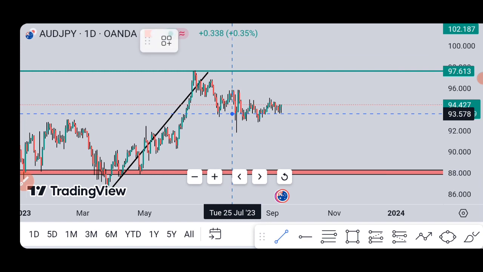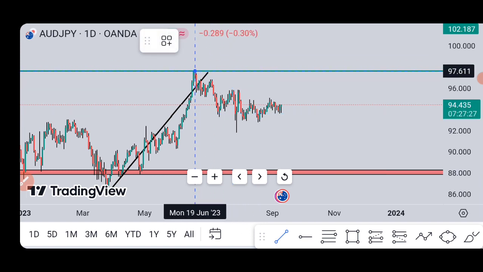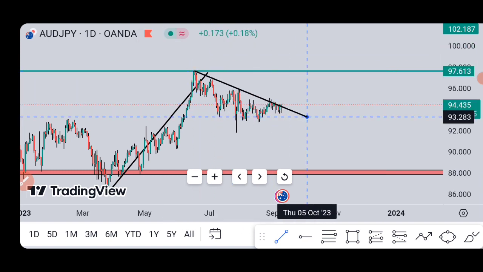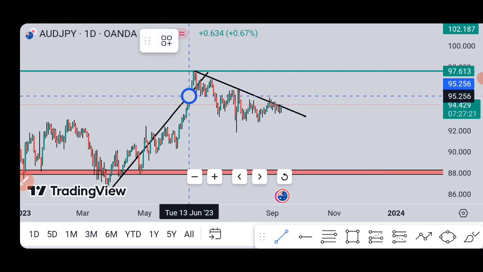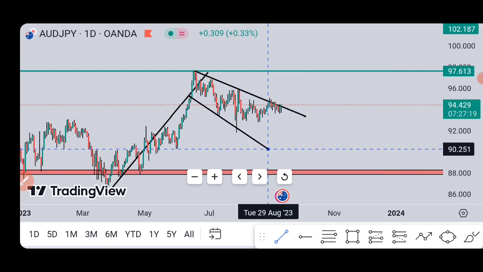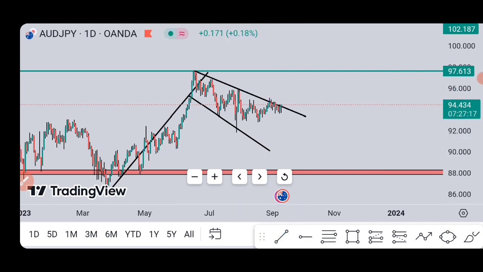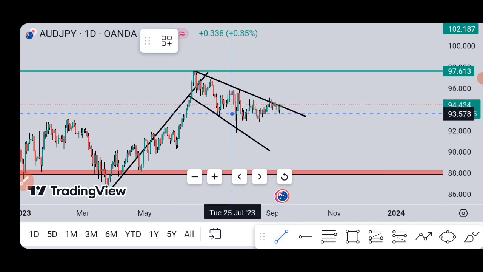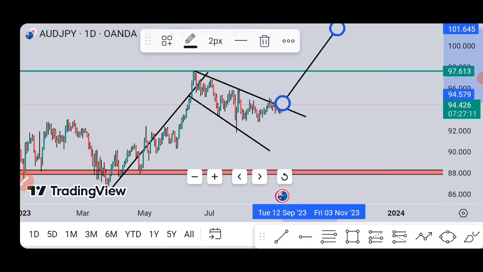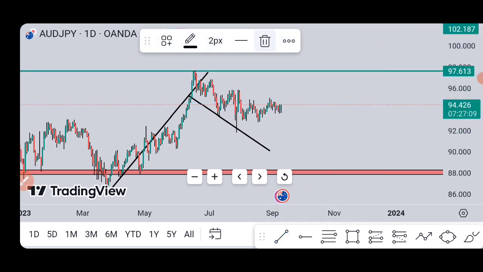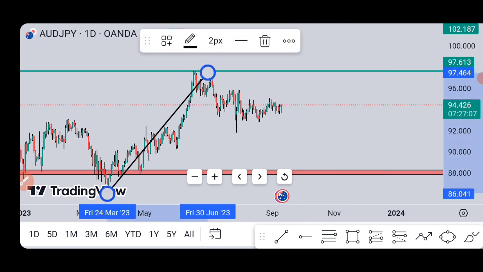Then we have the flag, something like this. We have the flag like this. Then after, if you spot a flag pattern, for pattern traders, we expect another move to the upside. So everything is pointing to the upside. The overall direction is to the upside.